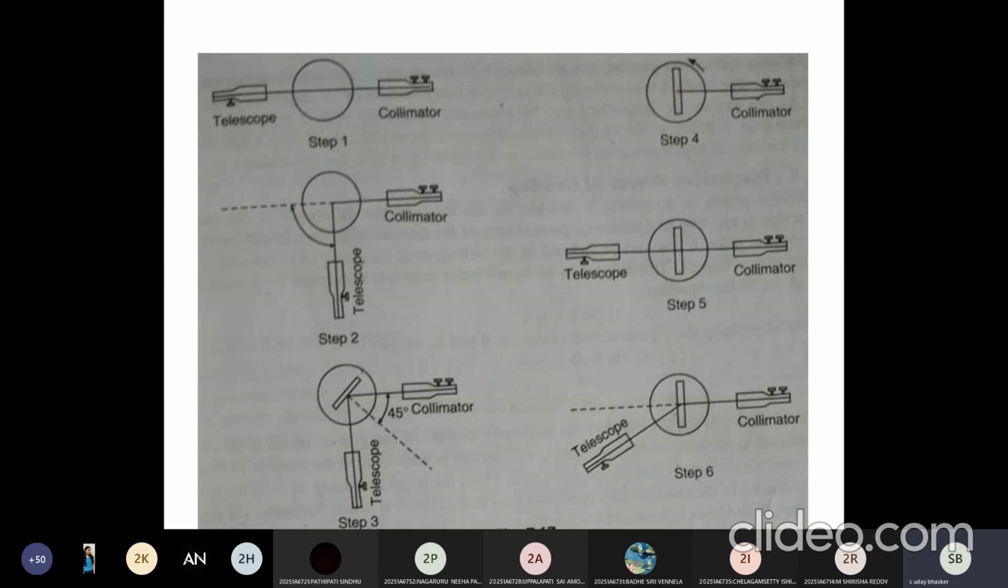Now, what is the angle between the grating element and the line that is going into the collimator? From the collimator you'll get the light. So what is the angle between the light incident on the grating element and the grating element? 5 seconds. 5, 4, 3, 2, 1. 90 degrees. Understood or not?